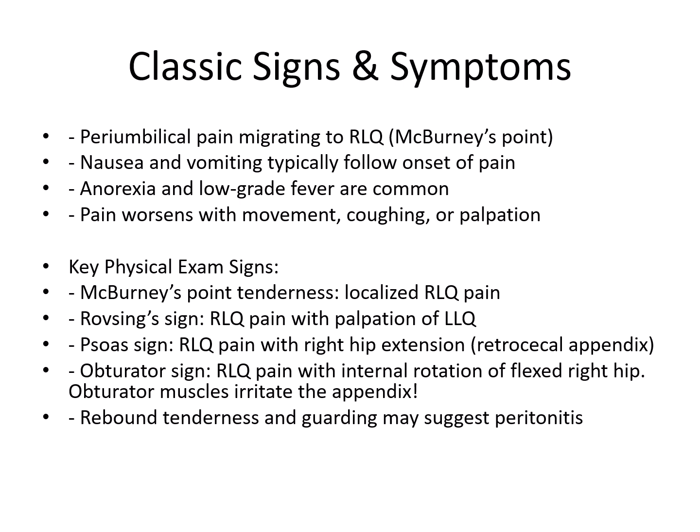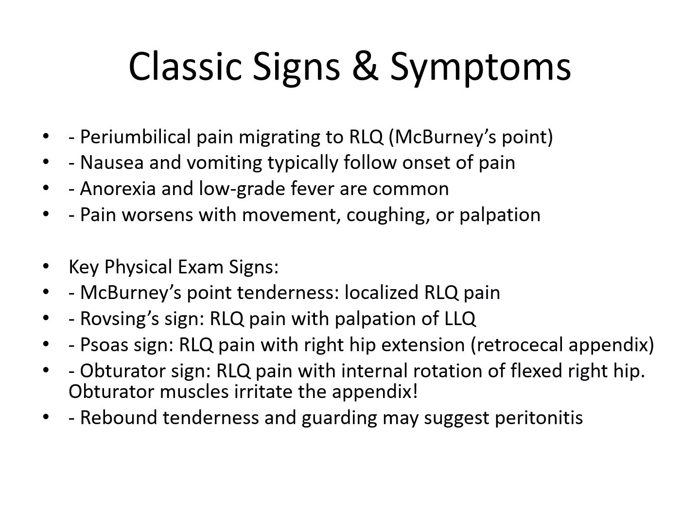Now let's take a look at the classic signs and symptoms. So you're going to be having periumbilical pain migrating to the right lower quadrant. That's also known as the McBurney's point. And so you're going to have nausea and vomiting, typically following the onset of the pain. Anorexia and low-grade fever are common, and pain worsens with movement, coughing, or palpation.